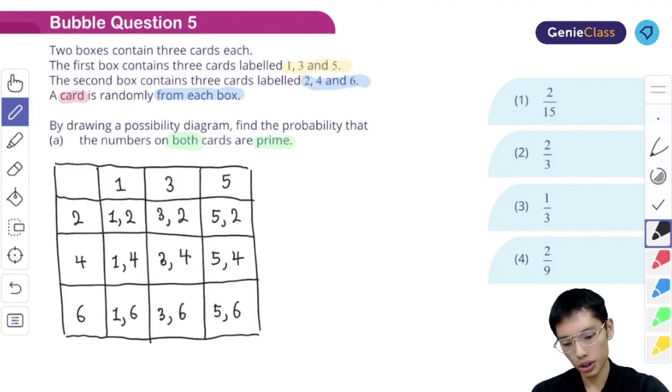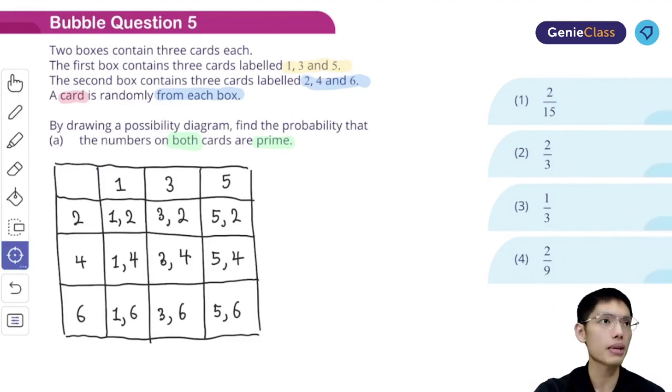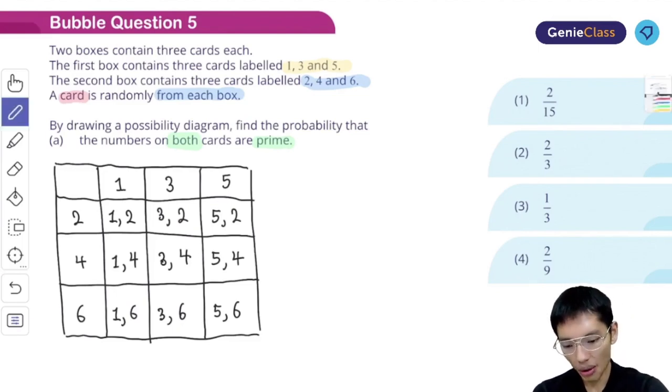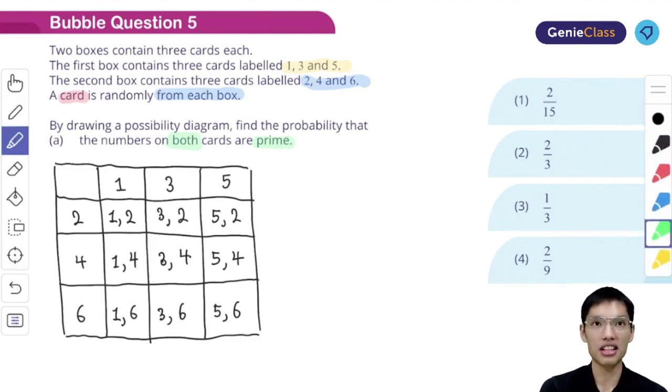Now with these options, that's where what is the prime that comes in. Last 3 seconds. Okay, let's take a look now. Prime numbers, a lot of you fall into the trap. Okay, take note, by now, I hope you all realize that 1 is not a prime number.